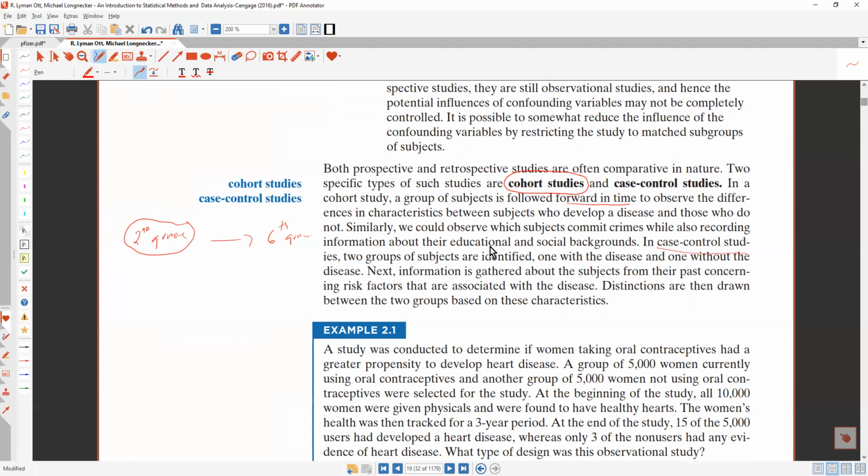In case control studies, two groups of subjects are identified, one with the disease and one without the disease. That's an example of the case control studies. They take different forms as well, where you have the identification of groups. And it doesn't have to be two groups. It could be more than two groups that you're interested in studying. Again, the most interesting thing here is definitely that idea of that cohort study.